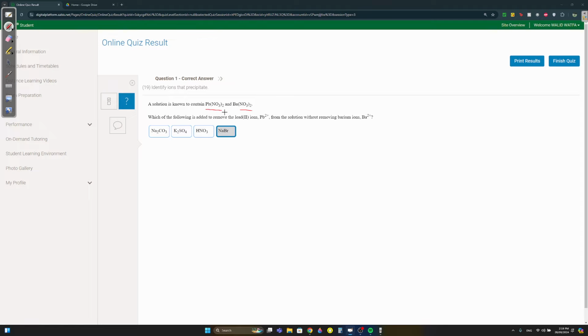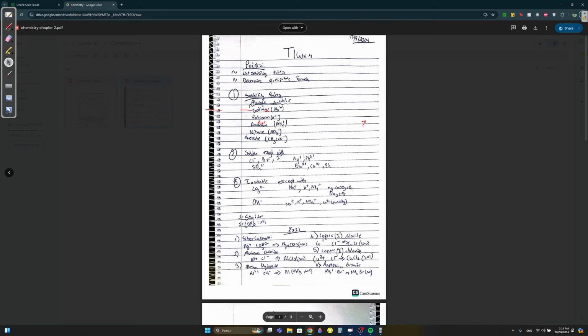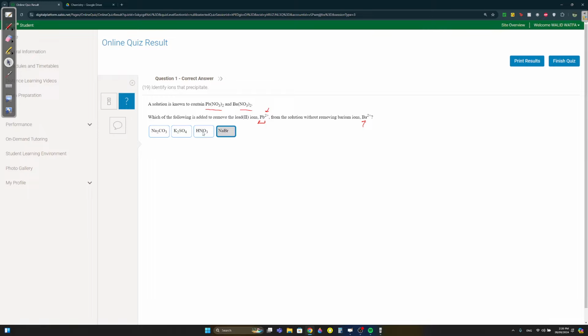The solution has Pb(NO3)2 and Ba(NO3)2. Which of the following is added to remove Pb without removing barium? When you want to remove something, they're asking for something that forms a precipitate with it. If you go back to our solubility rules, with Cl, Br and I, Pb is not soluble, meaning it will form a precipitate. So anything that has Cl, Br or I would work here, and the only one that does is NaBr.